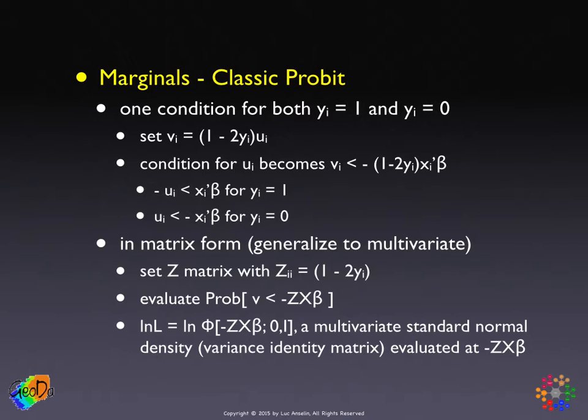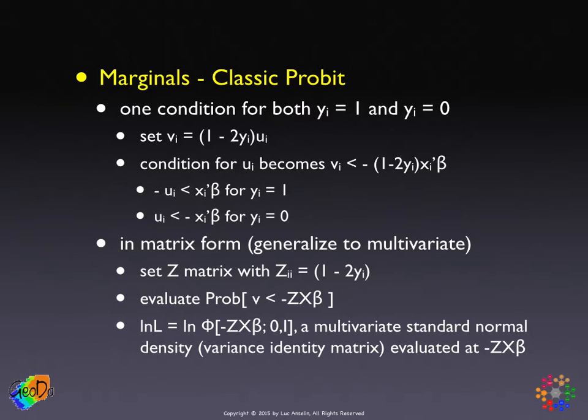Remember, before we used symmetry to flip the signs. We basically have that from the x beta plus u greater than 0 condition, we have that minus u is less than x sub i beta for y sub i equal 1. And then for y sub i equals 0, we have the reverse, that u sub i is less than negative x sub i beta.